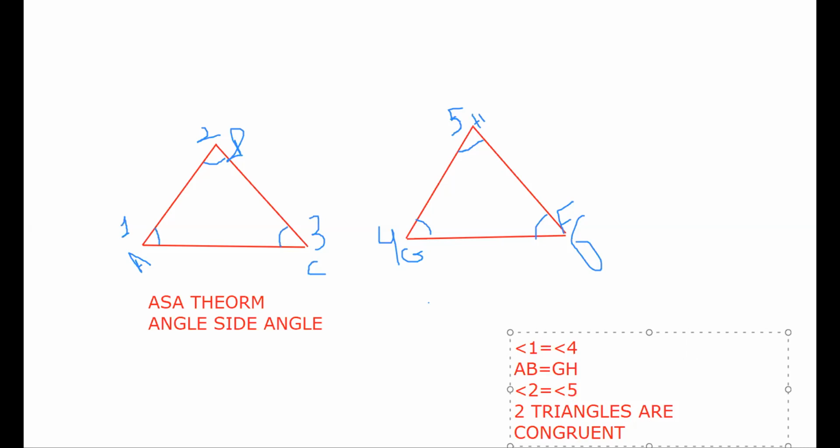Which is that measure angle 3 will be equal to angle 6, as well as the other two sides will be equal: BC will be equal to HF, and AC will be equal to GF. Okay, so this is actually lesson 20.2 in a summarized way.